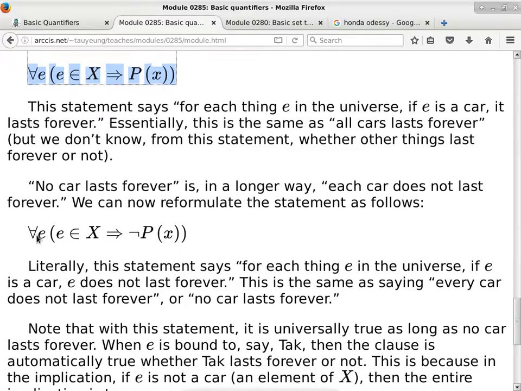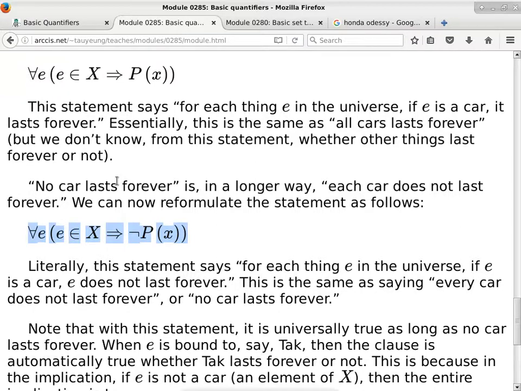What about this statement here? What is it saying? Keeping X as the set of all manufactured cars and P of X meaning X lasts forever, together this means, in a long way, for all E in the entire universe, if E is a car ever manufactured, it implies E does not last forever, because there's a negation before the P.